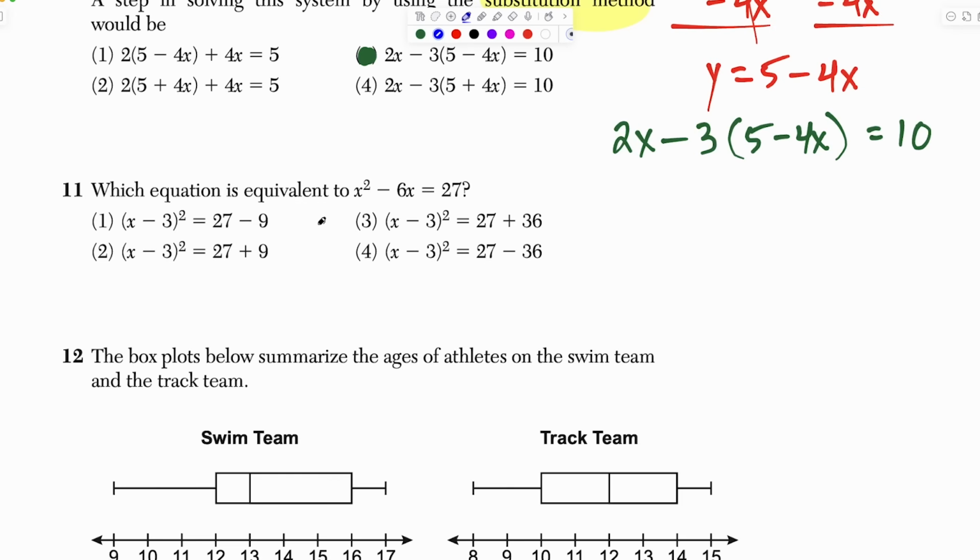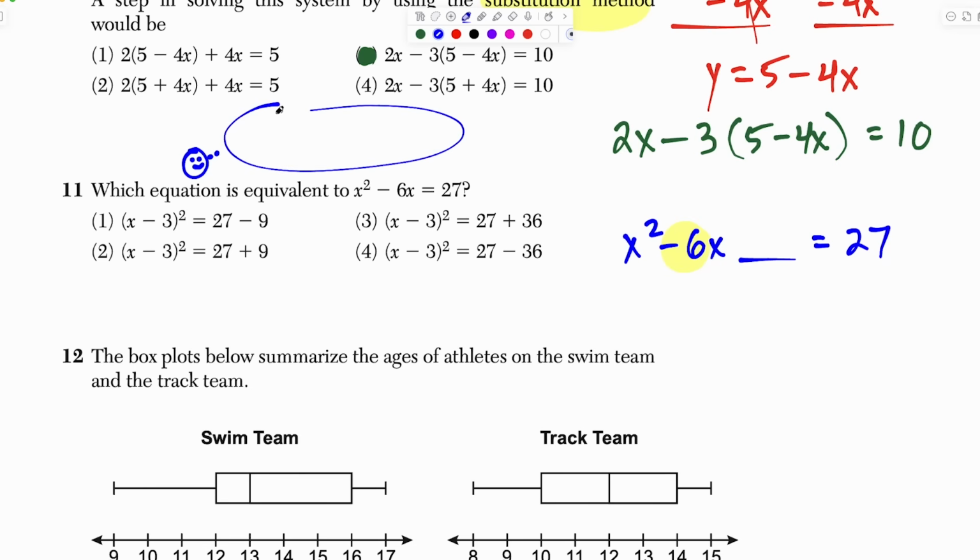Question 11, which equation is equivalent to x squared minus 6x equals 27? For this one, we're going to complete the square. So we have x squared minus 6x, and then I'm going to leave a space, equals 27. When you're completing the square, you want to look at the b term here. So the b term is negative 6. What I mean by the b term is, when we think of quadratics, they are in the form of ax squared plus bx plus c equals 0, and the b term is the term in front of the x.